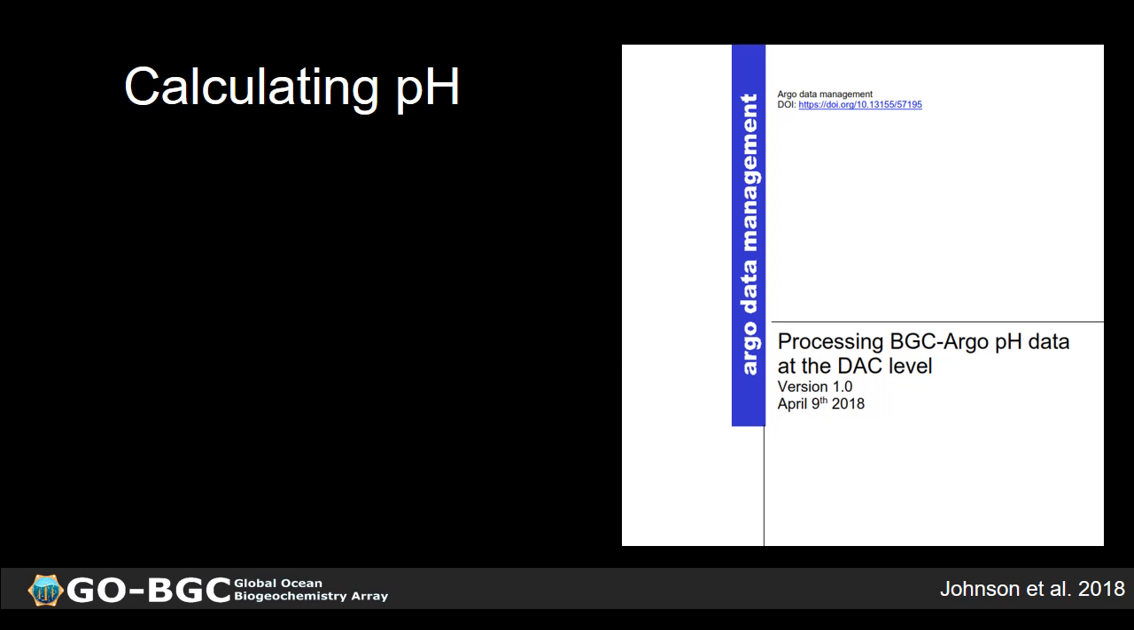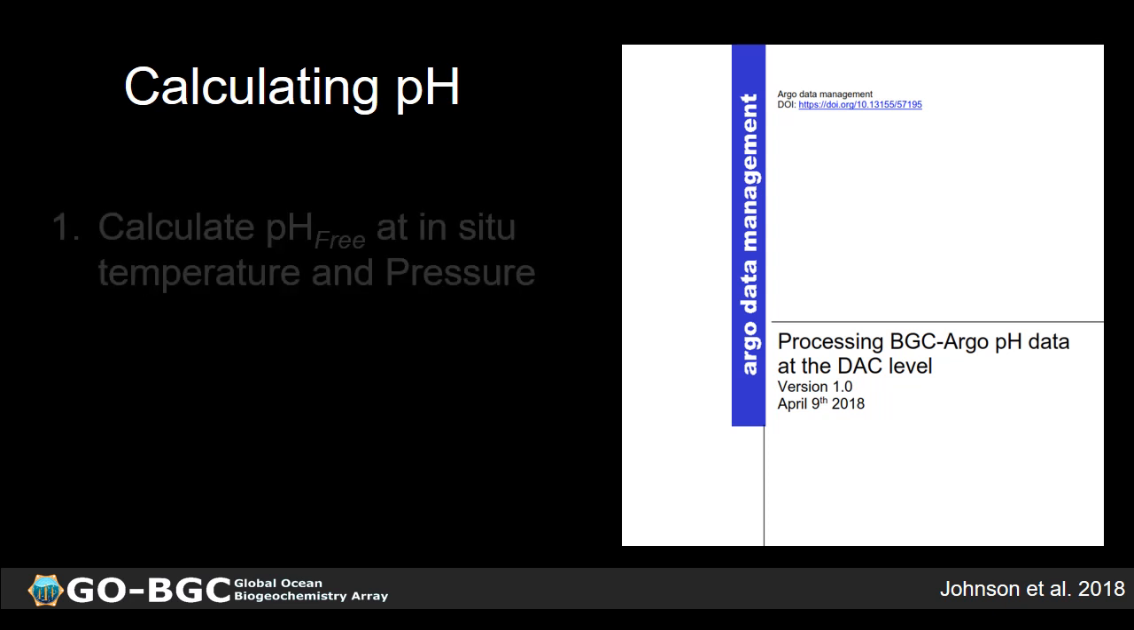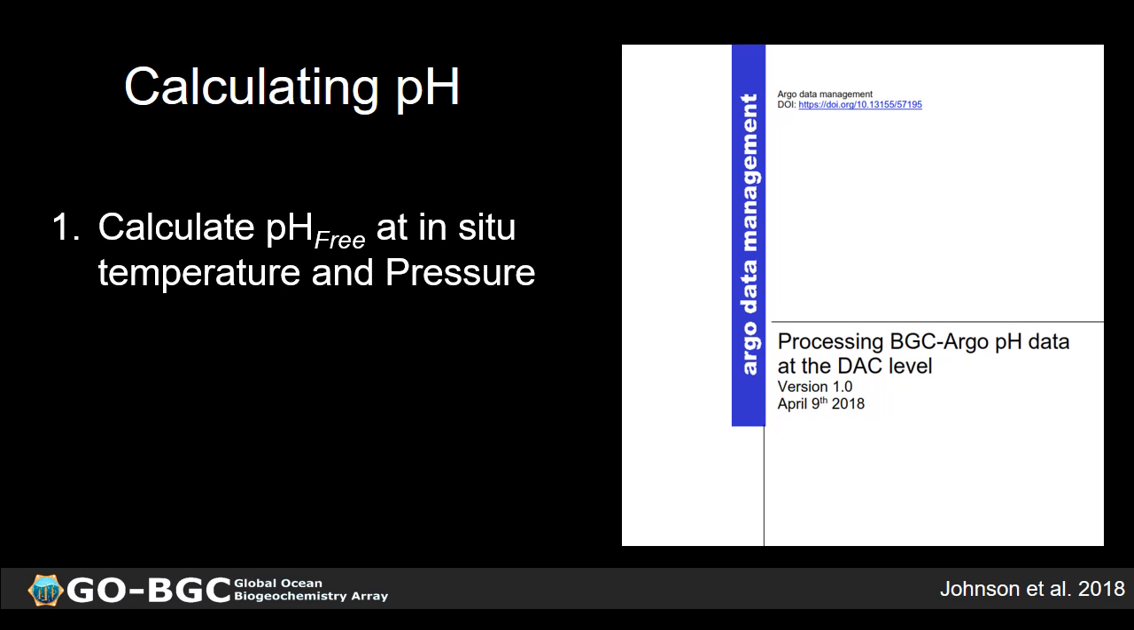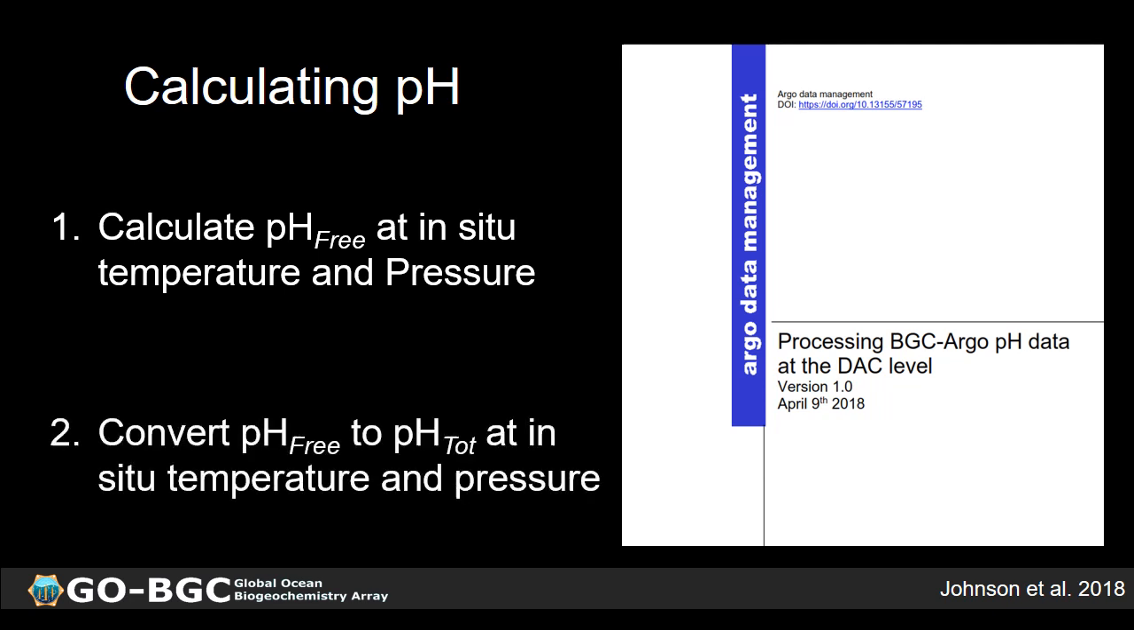Now once we have the calibration coefficients, we can calculate pH, and the details of the calculations are in the document that I showed earlier today. Basically, calculating pH consists of two steps. The first is you calculate pH free, which is equal to the hydrogen ion concentration at in situ temperature and pressure. So it measures pH at whatever temperature and pressure the float is under. Then we convert pH free to pH total at in situ temperature and pressure as well. We do this because pH total is the most commonly used pH scale in chemical oceanography, so all of the pH reported in the Argo data center is on the total scale.